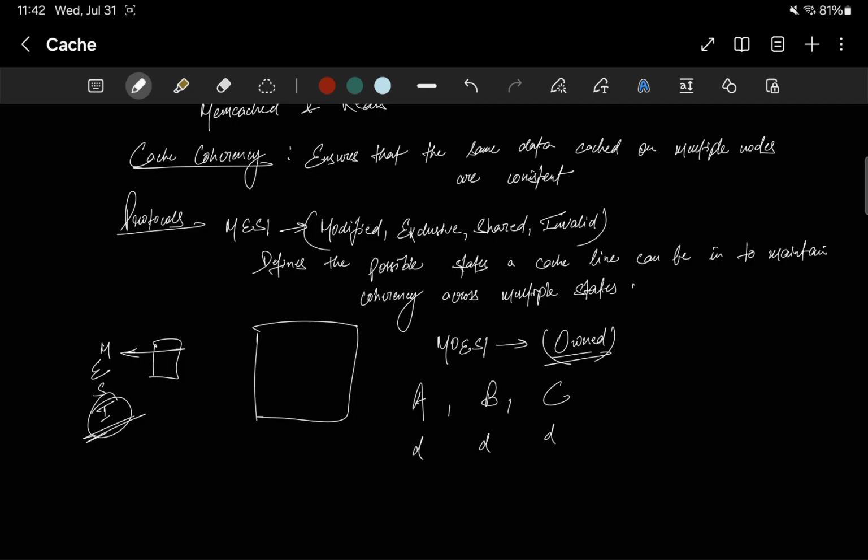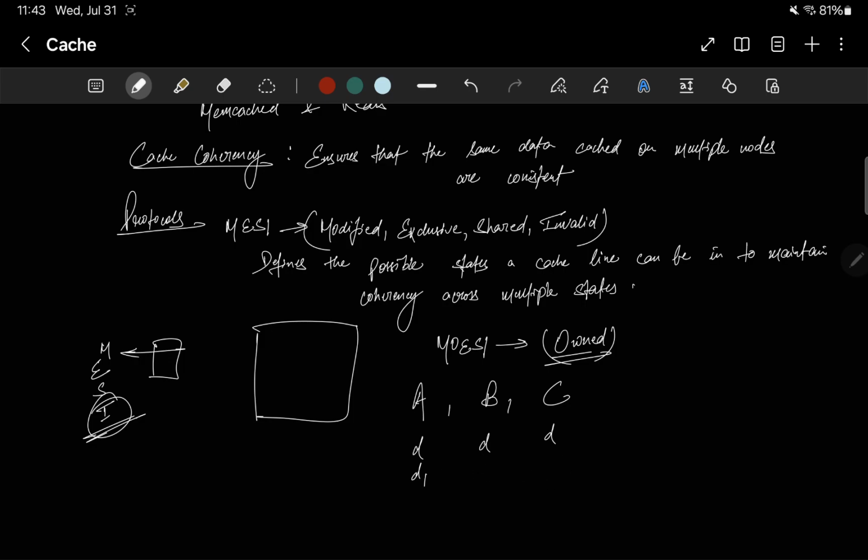When node A modifies its cache data, the protocols ensure that B and C are informed of this modification. If D is D1, then B and C both will be informed. Node A modifies its cached data. Now node A is modifying, it's now D1. The protocol ensures that node B and C are informed, and the corresponding cache line transitions to invalid or shared state. The invalid or shared states prevent nodes from using stale or outdated data.